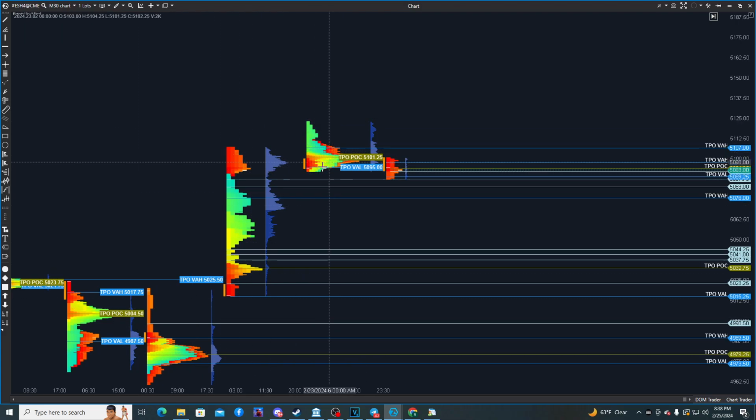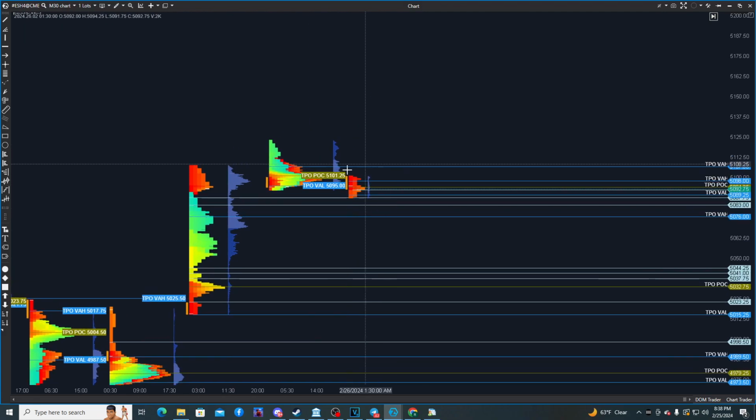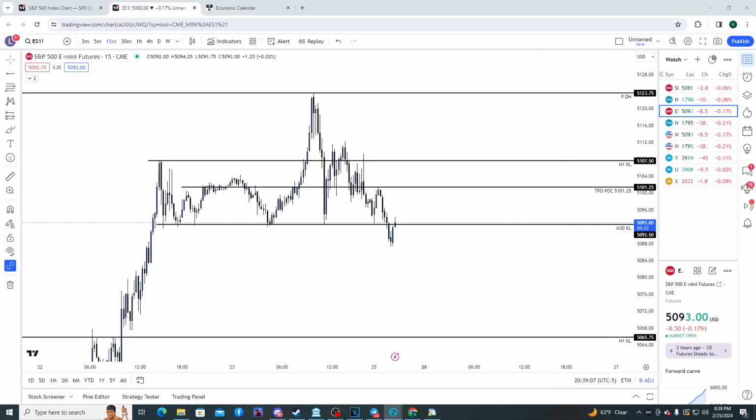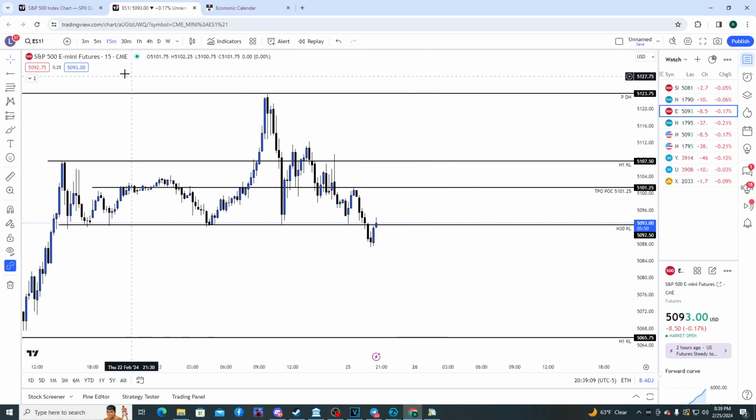Now, each one of these, I don't want to call them candlesticks, is basically one trading day. What I'm mainly going to be looking at is the POC, or the average price. That's the area where price was consolidating, basically the average price of the day, which on the previous trading day was 51.01.